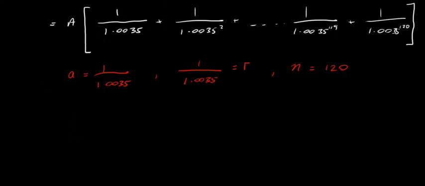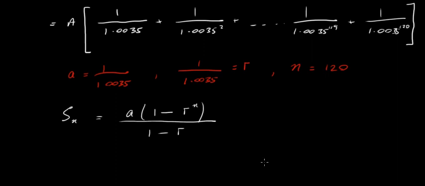And remember from previous videos, Sn, the sum of a geometric series is a times, now you can use 1 minus r to the power of n, or r to the power of n minus 1. In our case r is less than 1, so I'm going to put the 1 first. So it's 1 minus r to the power of n over 1 minus r. So that's the formula I'm going to use.